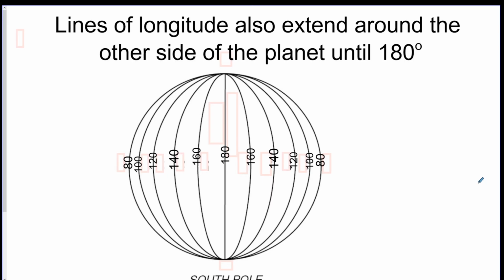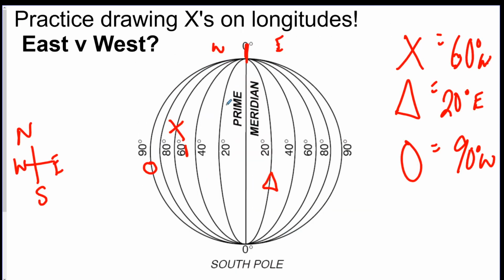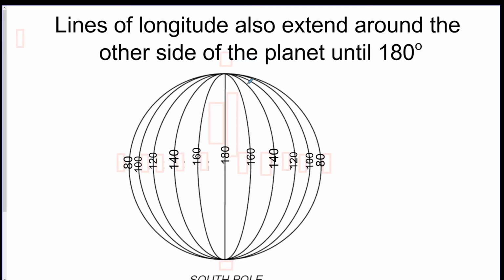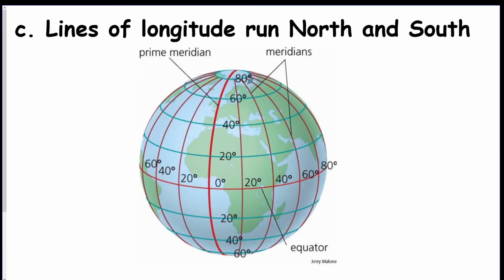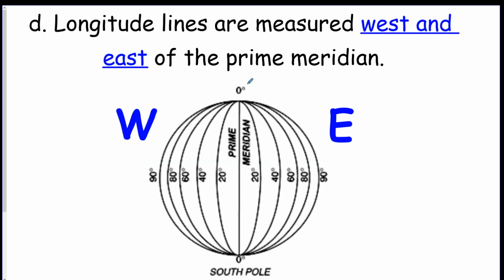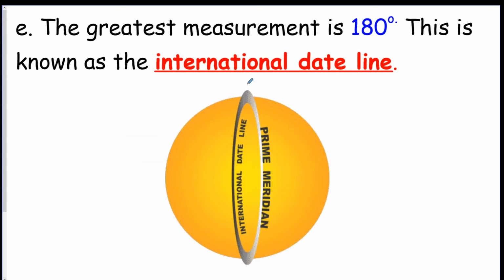So they could go all the way up to 180, which would be the opposite side of 0. If you look at the front, this is 0 degrees here. On the opposite side, like in the board, is 180. There's the back. So lines of longitude run north and south. They measure east and west of the prime meridian. Now, the opposite side of the prime meridian, this is a 3D picture, is called the International Dateline. That's at 180 degrees.